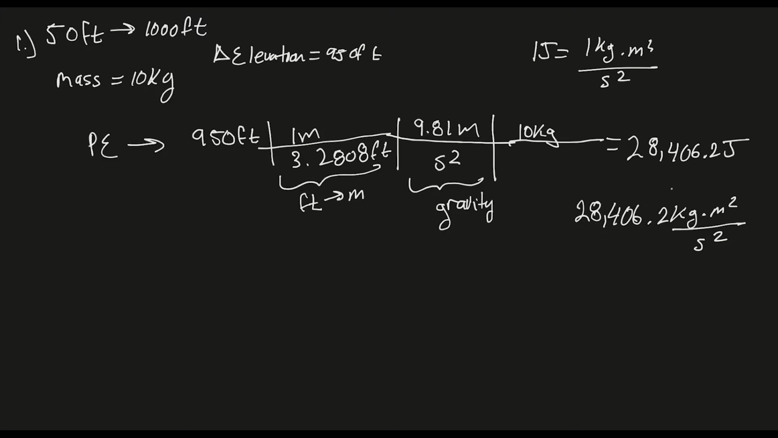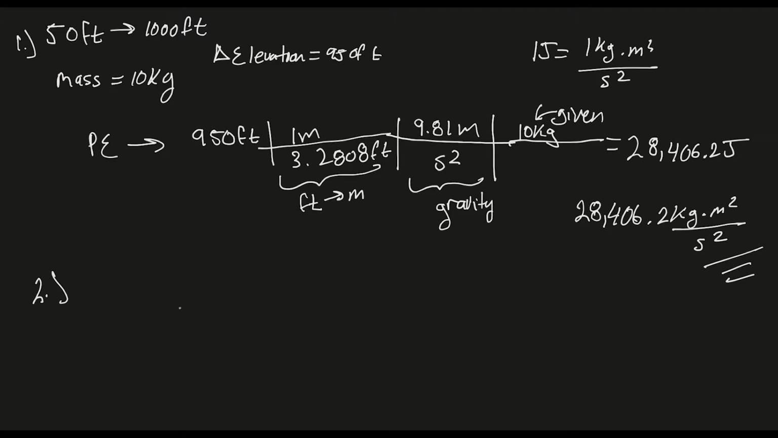So this is part one, and you have just found your answer. That's how you find potential energy. Feet to meters, SI unit, multiply it by your gravity constant, and then the mass of the system, which is given. Okay? So let's look at number two.